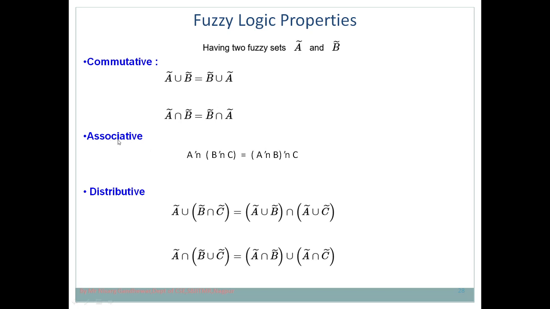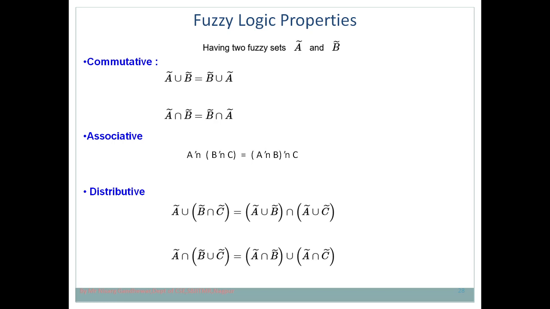Now the next one is the associative property. As per the associative property, you can say that fuzzy set A intersection in bracket fuzzy set B intersection fuzzy set C can also be written as fuzzy set A intersection fuzzy set B, intersection fuzzy set C. Here we change the bracket. Now here the bracket is given to B and C, but here we have changed the bracket, it is given to A intersection B and fuzzy set C. So this is the associative property of a fuzzy logic.